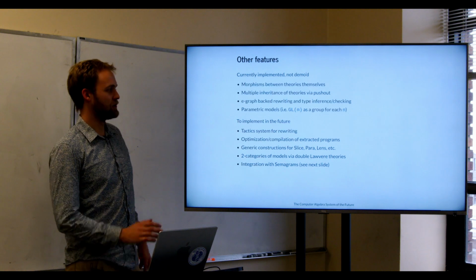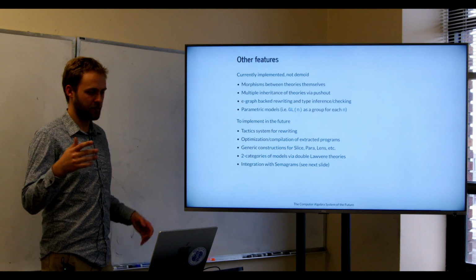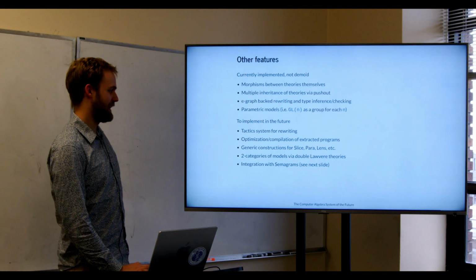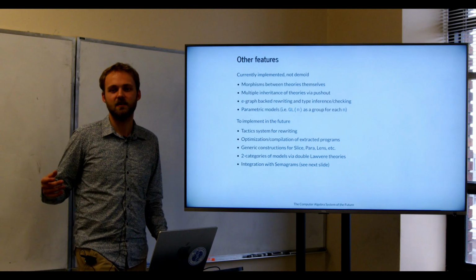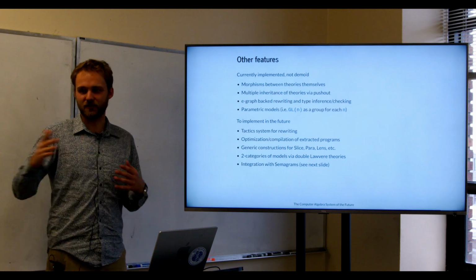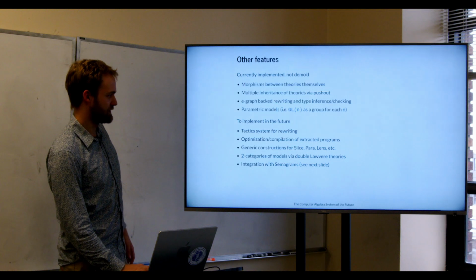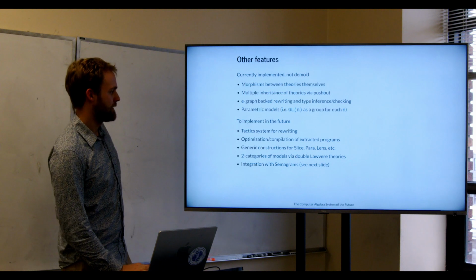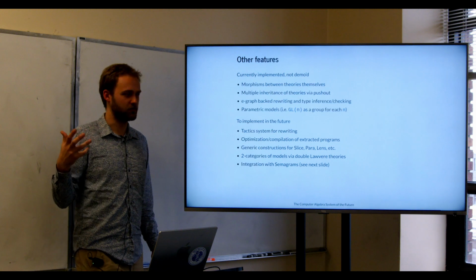deals. But then also parametric models. So you can have a model of a theory that is parametrized. And this allows, for instance, generic constructions for slice, para, lens. Given a model of a category, you can automatically get the para construction on that. You can get the slice construction. Also, we want to do a tactic system for rewriting so that you can prove equalities in a theory, and optimization and compilation of extracted programs to make them run really fast.